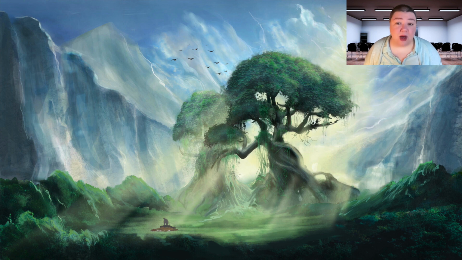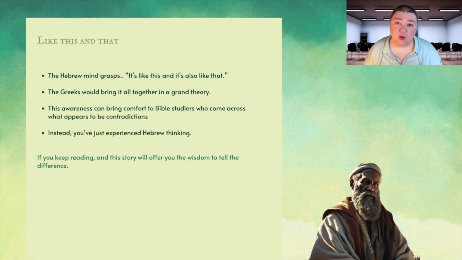The Hebrew mind grasps it's like this and it's also like that. The Greeks would bring it all together in a grand theory, but the Hebrews say, no, not too theoretical. Let's keep the heart beating in the story. Let the blood flow through it with human interest.